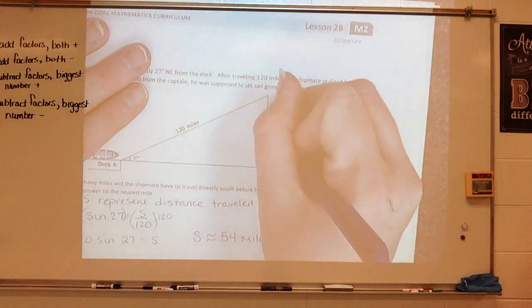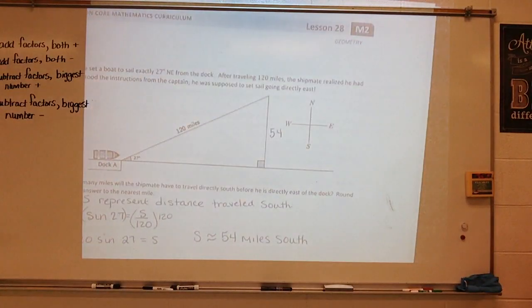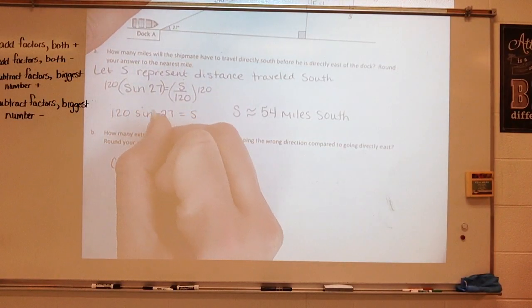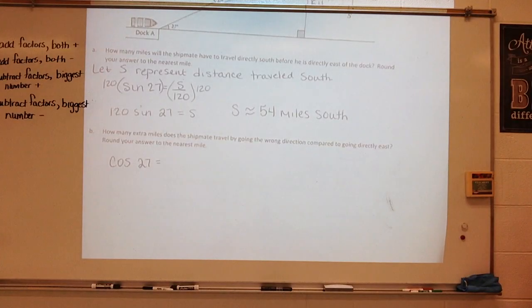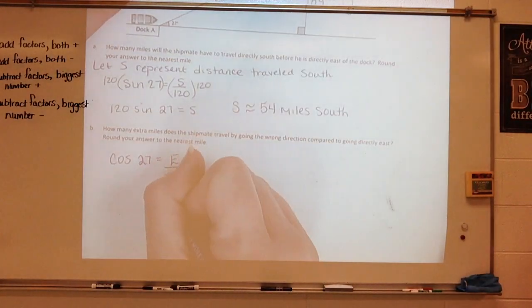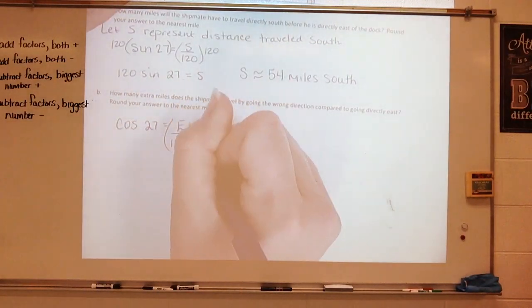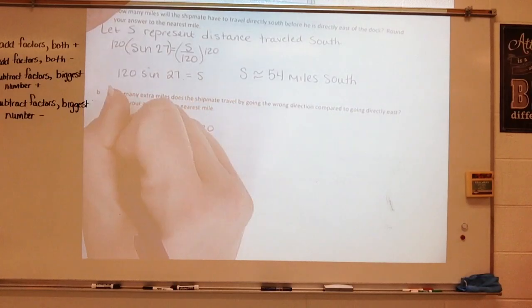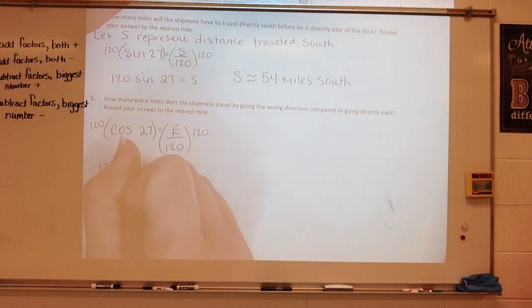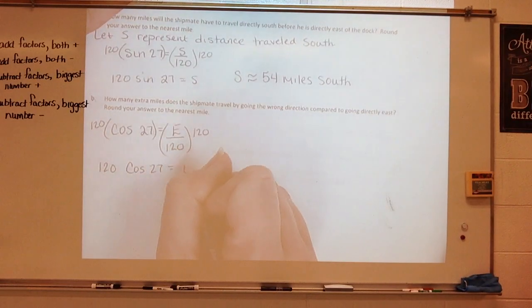So we figured out that this was approximately 54. Now we're going to use the cosine of a 27-degree angle. Cosine is adjacent. I don't know what that is, so we'll just let it be E because he was supposed to go east, over 120. I can multiply everything times 120. I like doing this because I can let the calculator do a lot of my work for me, whereas with the Pythagorean theorem, I have to do the squares and then the square roots. So I get 120 times the cosine of 27 is equal to E.